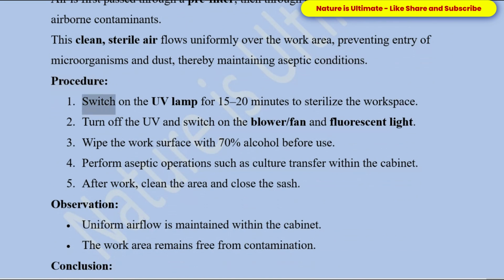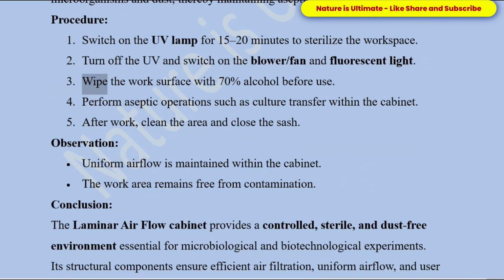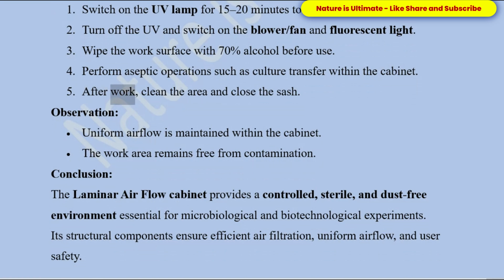Procedure. Switch on the UV lamp for 15 to 20 minutes to sterilize the workspace. Turn off the UV and switch on the blower/fan and fluorescent light. Wipe the work surface with 70% alcohol before use. Perform aseptic operations such as culture transfer within the cabinet. After work, clean the area and close the sash.